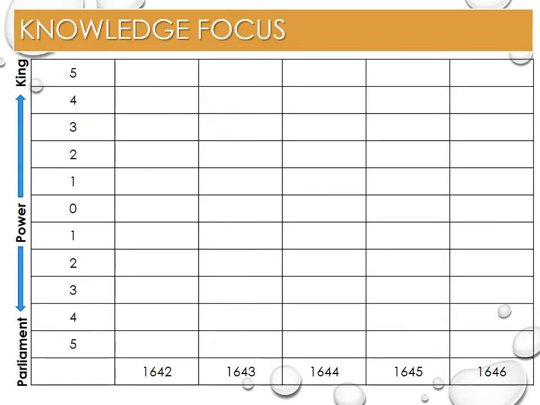The First Civil War fell into three main phases. To help visualise the events of the First Civil War and reach a judgment as to why Parliament won, let us use a power balance chart. On the x-axis is the years of the First Civil War. On the y-axis is a rating of power between 1 and 5 for both the King and Parliament. 0 is neutral, the power is equal between them.